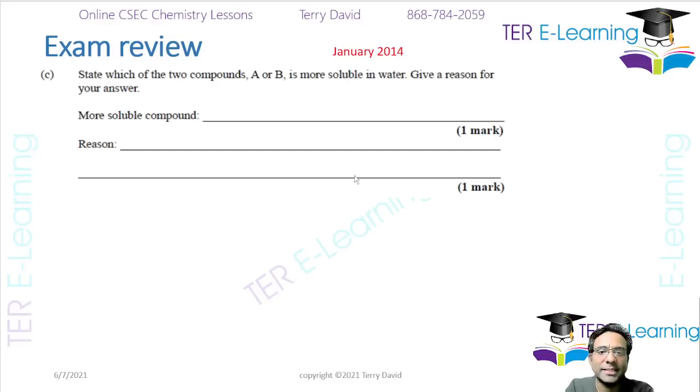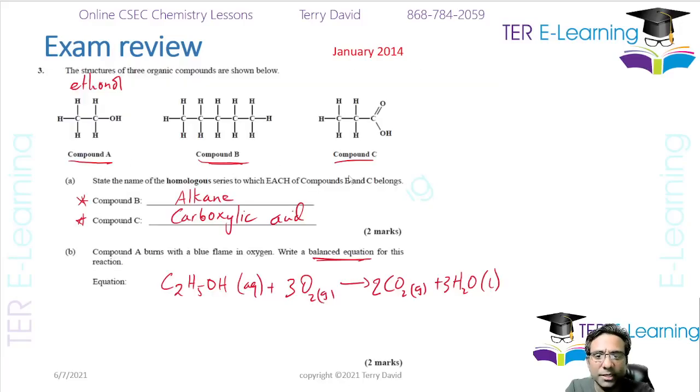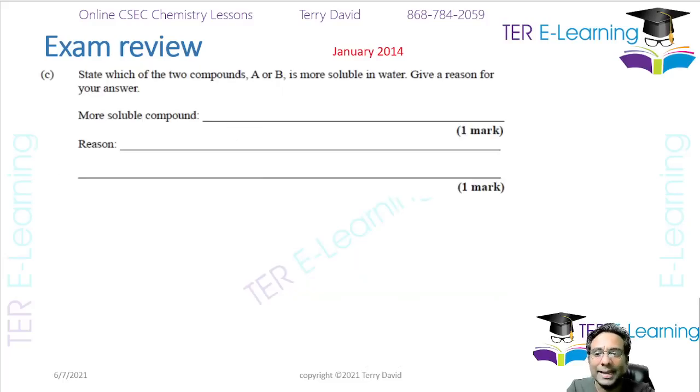State which of the two compounds, A or B, is more soluble in water and give a reason for your answer. Right? Which of the following is more soluble in water, A or B? So let's go and see. Compound A is the alcohol and compound B is my alkene. Right? So which one do you all think is more soluble? Is ethanol more soluble than this compound? That's 1, 2, 3, 4, 5, pentene. Which is more soluble, ethanol or pentene?